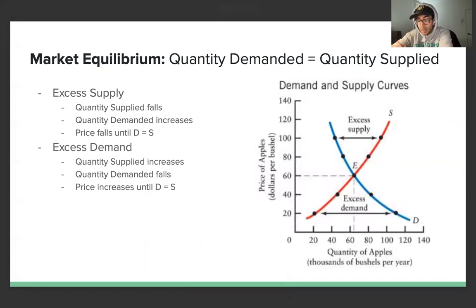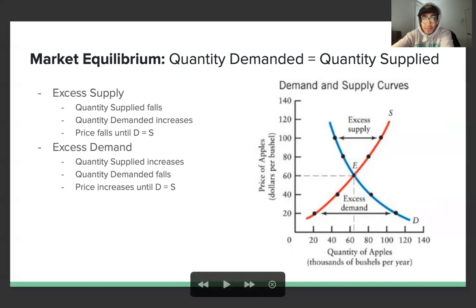Okay, let's move on to market equilibrium. Market equilibrium is basically the point where quantity demanded is equal to quantity supplied. And that's where the market sustains. And the reason it doesn't sustain at any point above or below that is as follows.